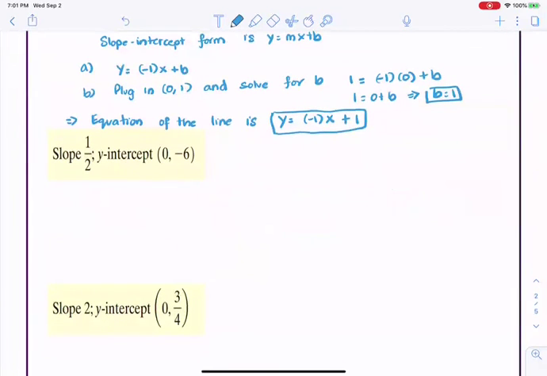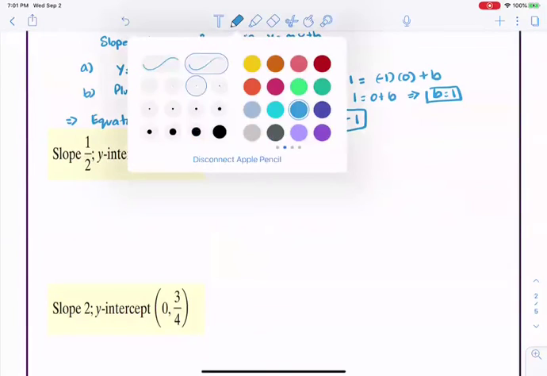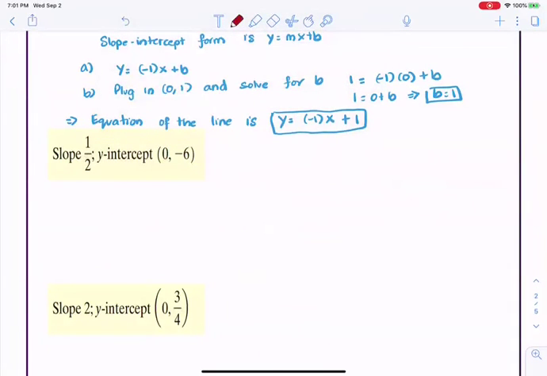Again, we have a slope and y-intercept in the second problem here. I'm going to write both the slope-intercept form as well as the point slope form for that particular problem. So in the problem, we have m to be 1/2. The y-intercept is the point 0, -6. So when x is 0, y is -6. Just by looking at it, we can say that the y-intercept is -6.